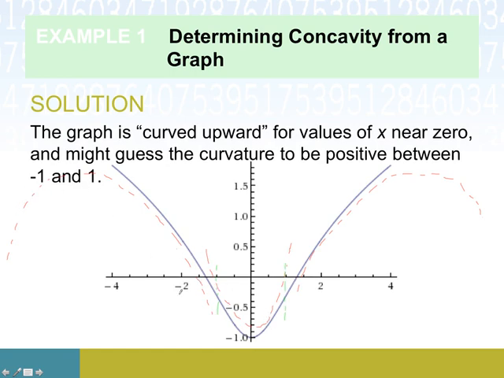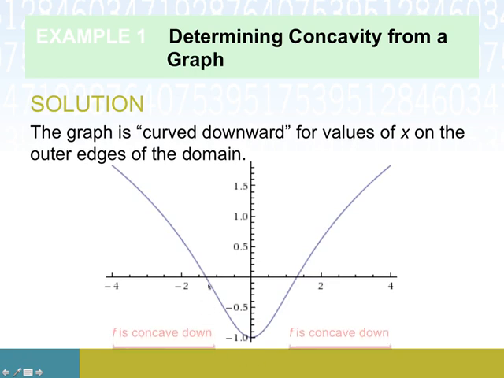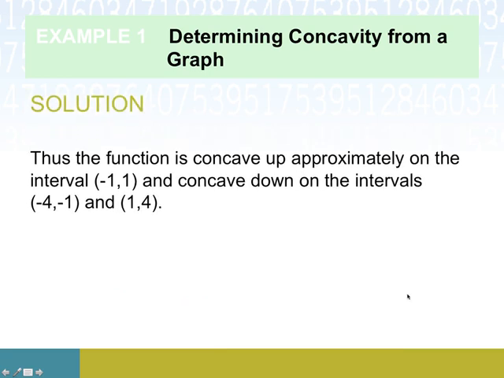So it looks like it's curved down for values between -4 and -1, and then curved down again from values from 1 up to 4. And it's curved upward in between those two values. So concave up is our first question, and then curved downward on those outward segments: from -4 to -1, and from 1 to 4. So there's our conclusion.